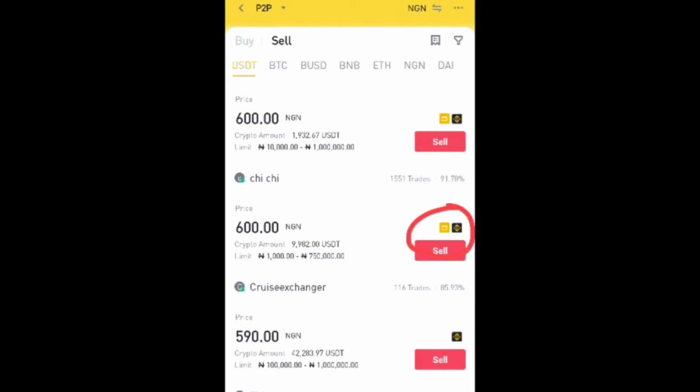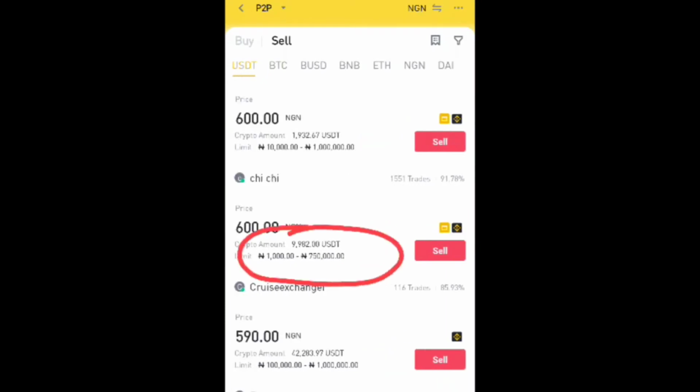Look at the person is selling to both Binance wallet and your bank account. Now if you look at this, the person has a good enough trade, over 1,551 trades and 91% success rate, and the person is selling at 600 naira per dollar.